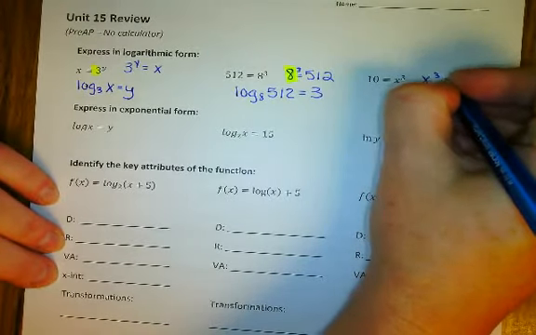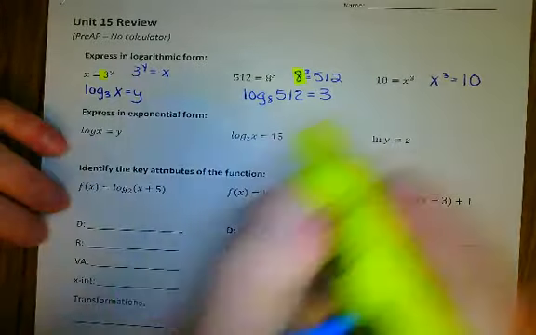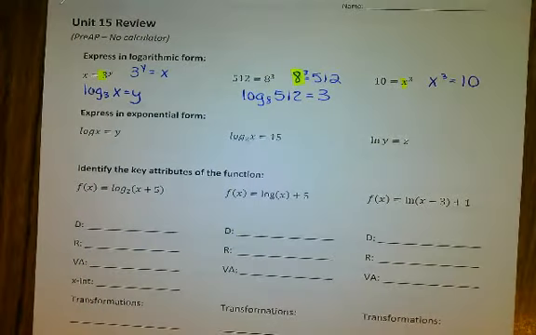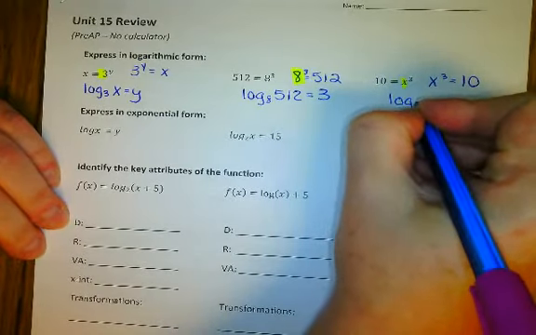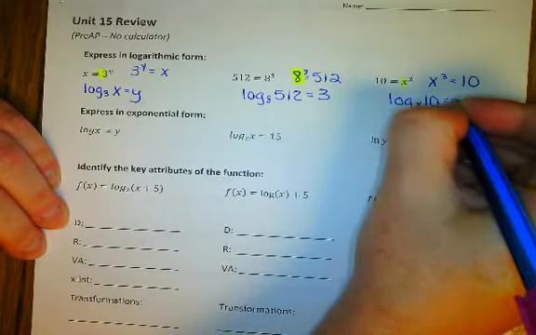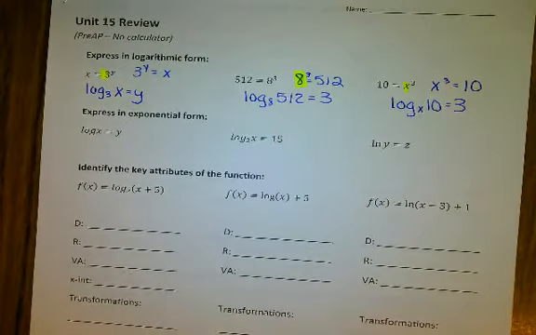Alright, on the next one again, I can rewrite it. I've got x to the third power equals 10, and again my base is 3. So again, the base is the base, and then the other switch place.